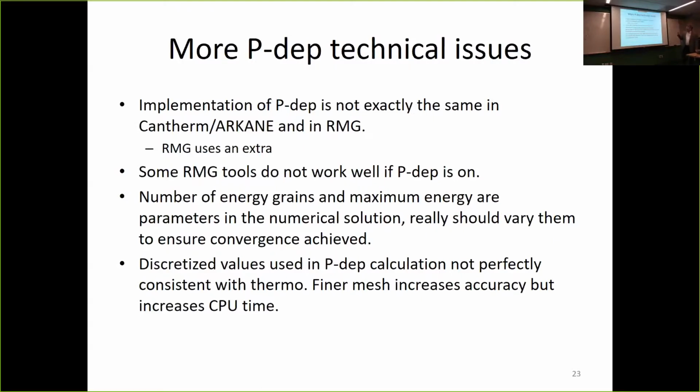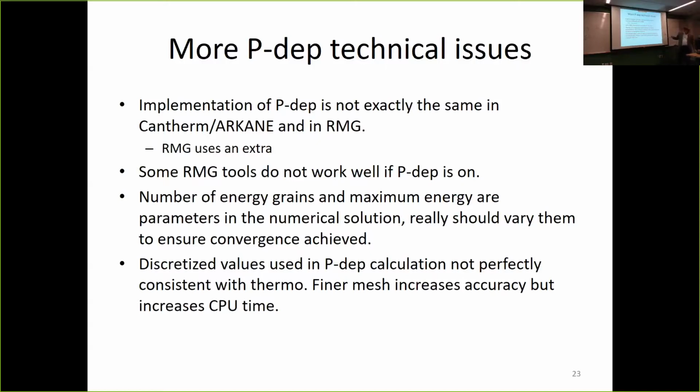So the PDep implementation is not exactly the same in Arkane and in RMG. Basically, RMG uses an extra class of functions that are all about these approximations and estimates and inverse Laplace transforms, all kinds of stuff that's RMG specific. And Arkane tries to be more intelligent, just use good stuff. But RMG has to be hooked in well with the quantities that are available at the time RMG is making the estimates.